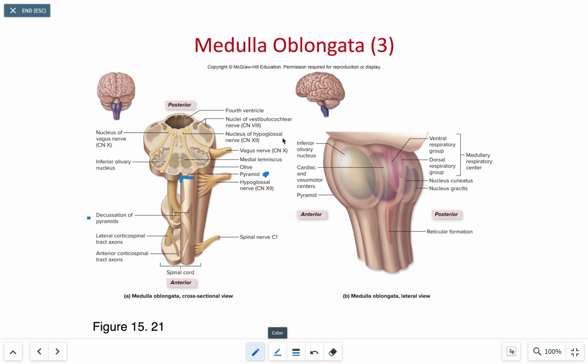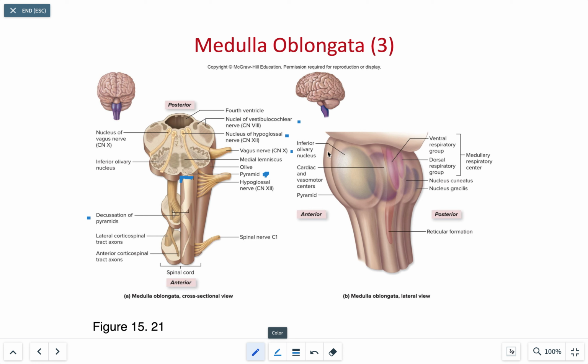We also see that this is a very important region for the vestibulocochlear nerve, or cranial nerve number 8, the hypoglossal nerve, cranial nerve number 12, and the vagus nerve, which is cranial nerve number 10. And the vagus nerve is closely associated with the heart.